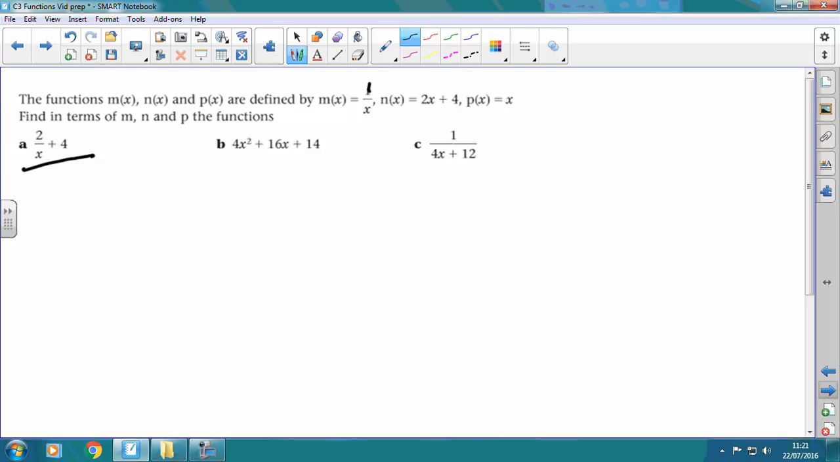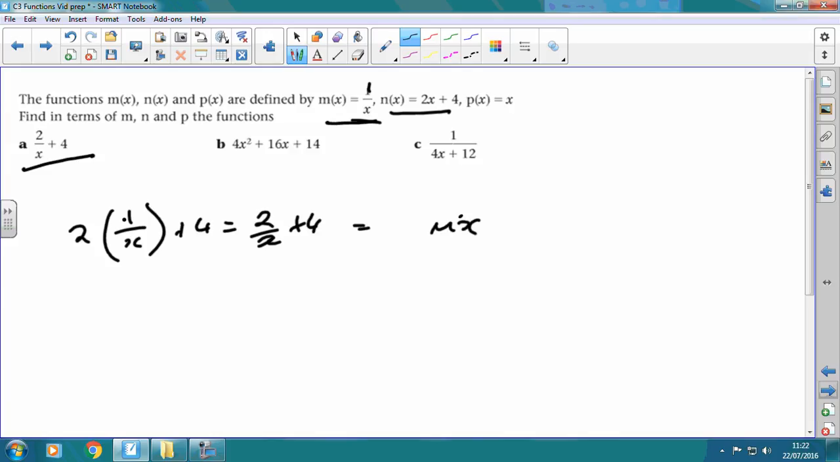So what we've got here is we start off with 1 over x. And if we substitute that into this thing here, then we're going to get 2 lots of 1 over x plus 4, which equals 2 over x plus 4. So what we do is we start off with m of x, then we substitute it into this one here, which is n. So again, this is the one that we start off with, so that's going to be the one that's closest to the x, and we substitute that into the next one.